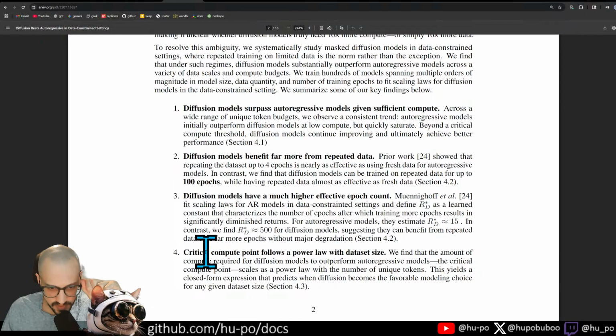Okay. Critical compute point follows a power law with dataset size. We found that the amount of compute required for diffusion models to outperform autoregressive models scales as a power law with the number of unique tokens. This yields a closed form expression that predicts when diffusion models become the favored modeling choice for any dataset size.